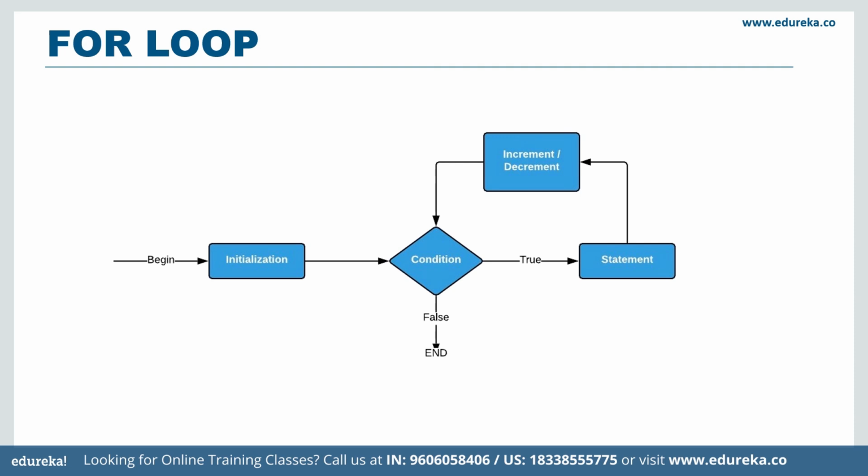decremented. Followed by that, the control enters the condition again. If the condition is true, this loop will be executed once again. In case it is false, then the control will exit the for loop. So this is how the for loop works. Now let us execute a basic example to understand this.